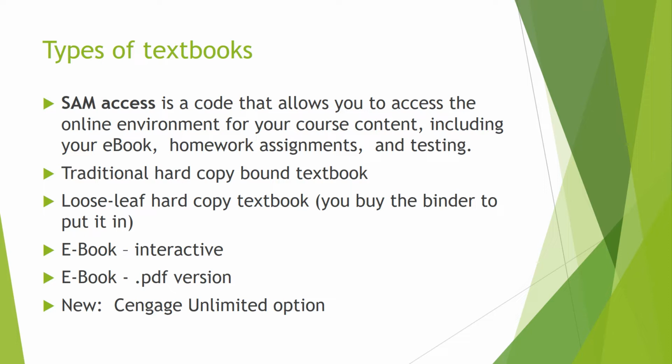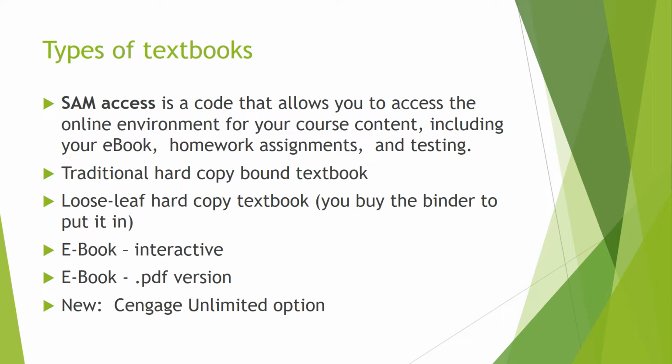One of the first things you're going to find in most of our Microsoft classes is that you're asked to also purchase a SAM access code. SAM gives you an access code that allows you to access the online environment for your course content. It has your ebook in it. It's a place where you go to do your homework assignments and to take your tests. So that is one textbook type that you need to purchase for many of our courses. Check your syllabus to see if your course qualifies for this.